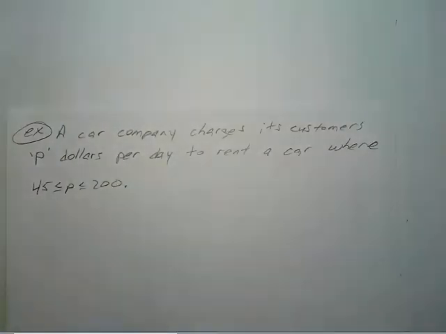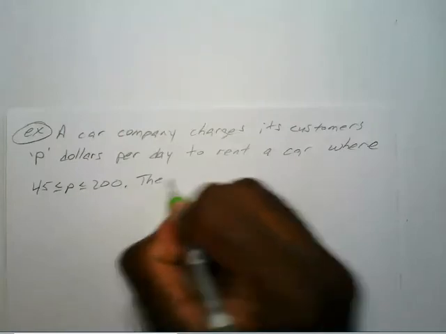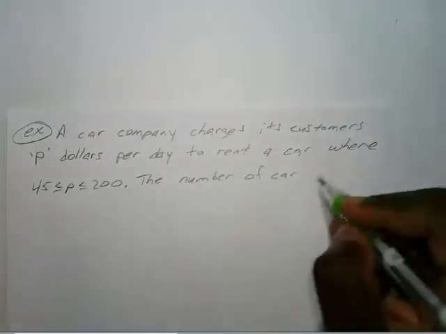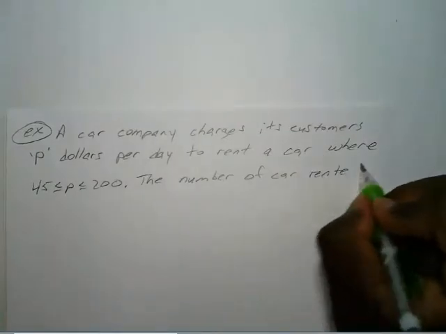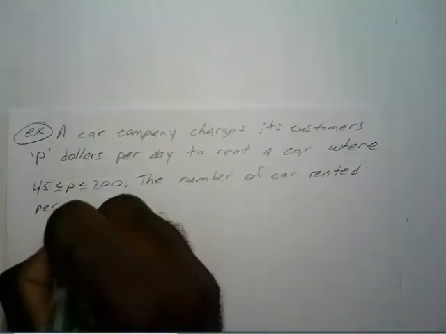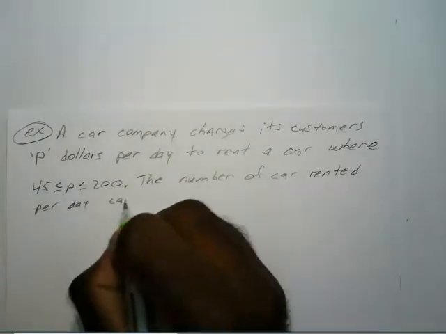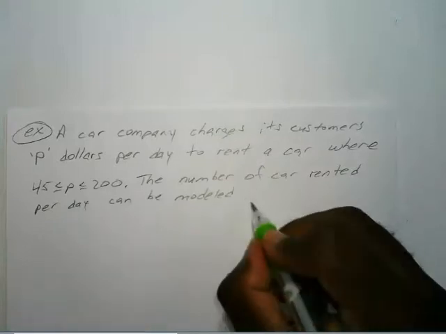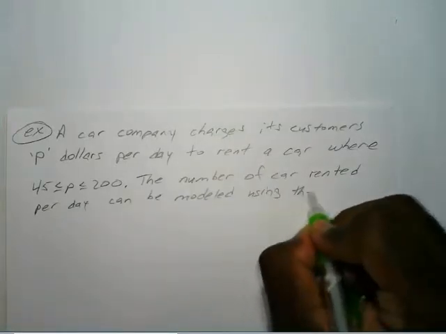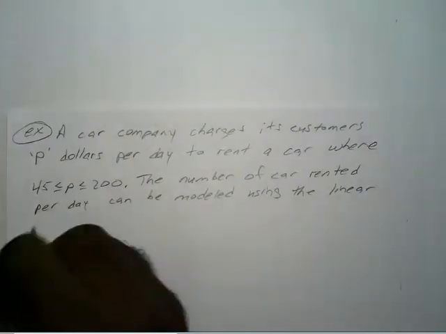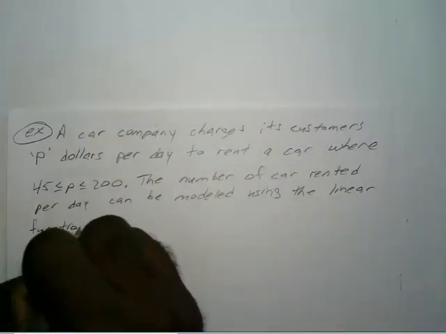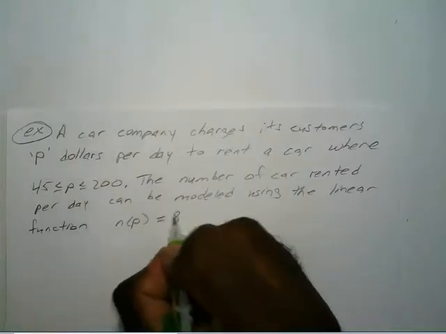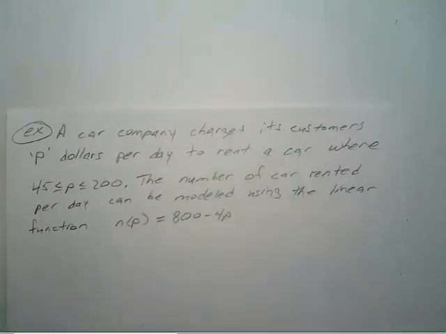Okay, so let's say somewhere along the line it was figured out that the number of cars rented per day can be modeled using the linear function N of P is equal to 800 minus 4P.